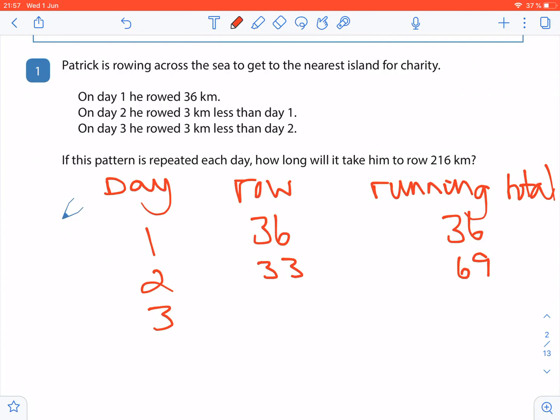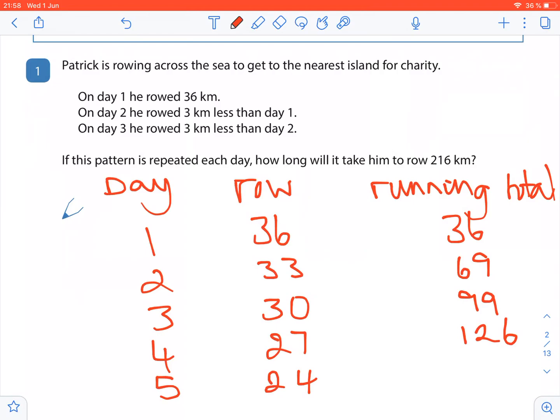Day 3, 3 kilometres less, so it's 30. So then we add the 30 to the 69 that we've already done so far, and that means in total he's rowed 99 kilometres. Day 4, 27, and we add it to here, and we get 126. Day 5, he's done 24 because it's 3 less, and that gives 150.